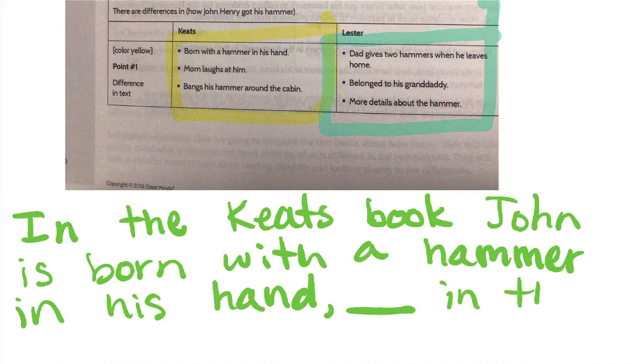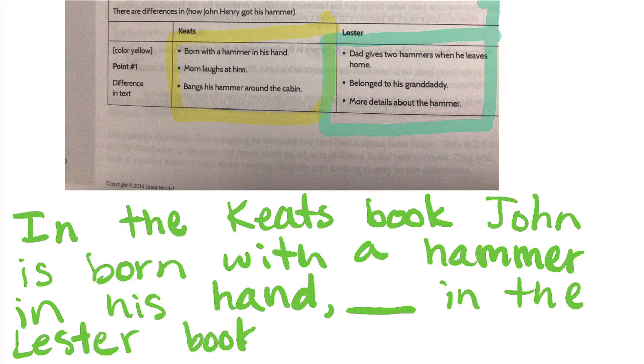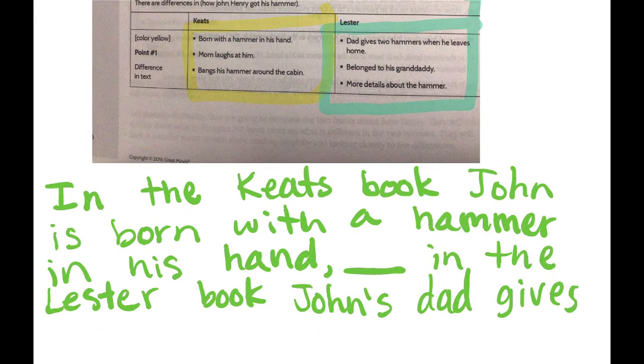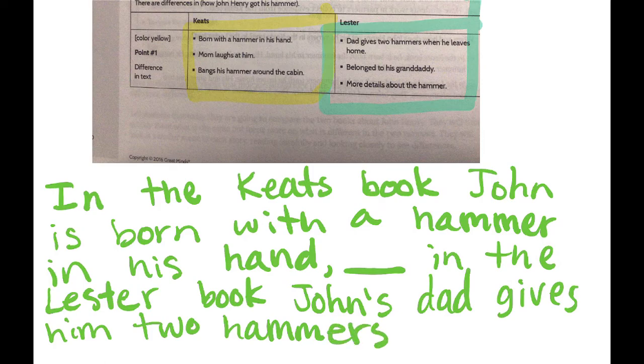In the Lester book, John's dad gives him 2 hammers when he leaves home.